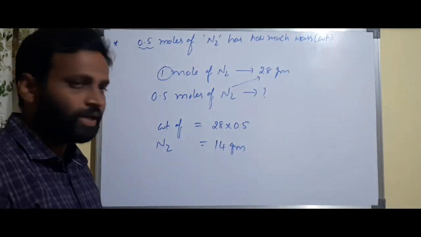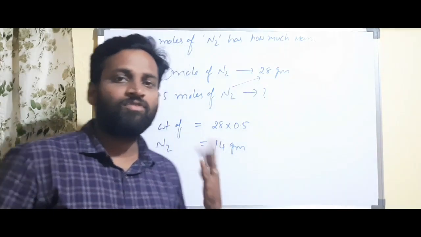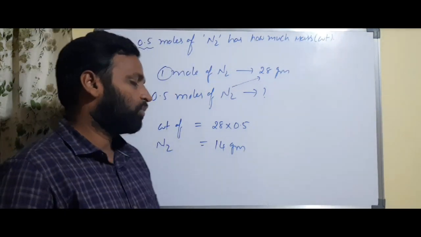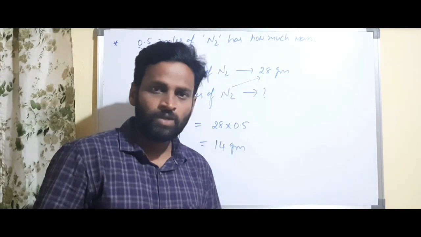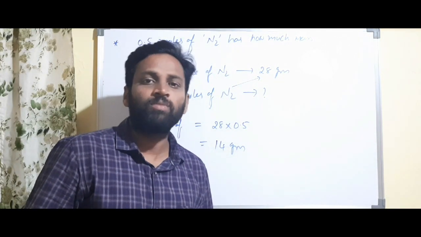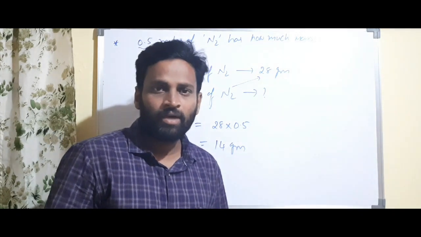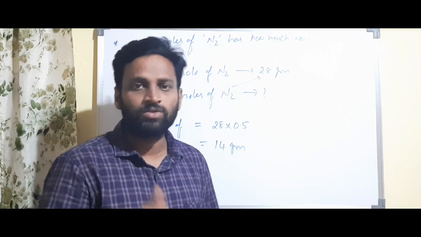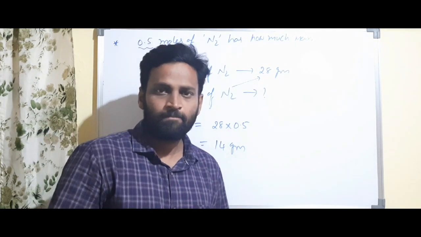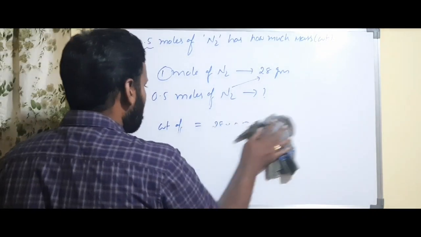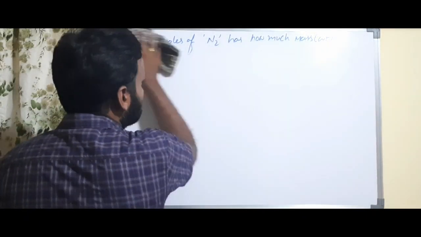So 1 mole has 28 grams. So definitely half mole, 0.5 moles means half mole. Half mole has how much? 14 grams. 1 mole 28 grams, half mole then half of the weight. Getting what I am saying? 1 apple 10 rupees, half apple how much? 5 rupees. Of course nobody will give, but generally I am telling. Okay? So this is about the number of moles relation.